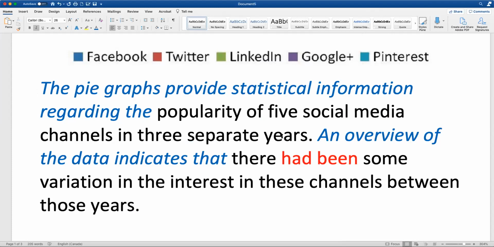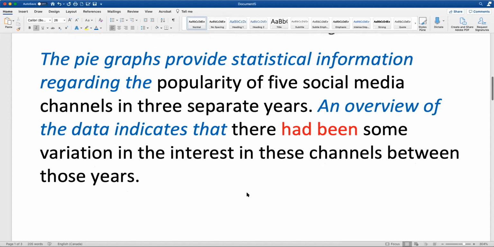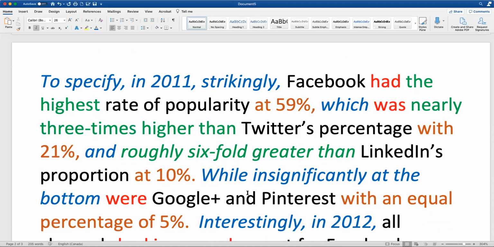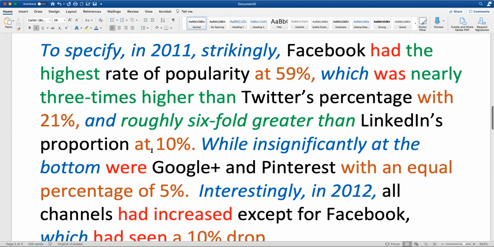Okay, now let's get to the overview here. We generalize it. Go ahead, Fahima. Review of data indicates that there had been some variations in the interest in these channels between those years. Okay, some variation. Now let's get to the first paragraph where we're looking at 2011 in order. Go ahead, Mabel. To specify, in 2011, strictly, Facebook had the highest rate of popularity at 59%, which was nearly 3 times higher than Twitter's percentage with 21%, and roughly 6-fold greater than LinkedIn's proportion at 10%.